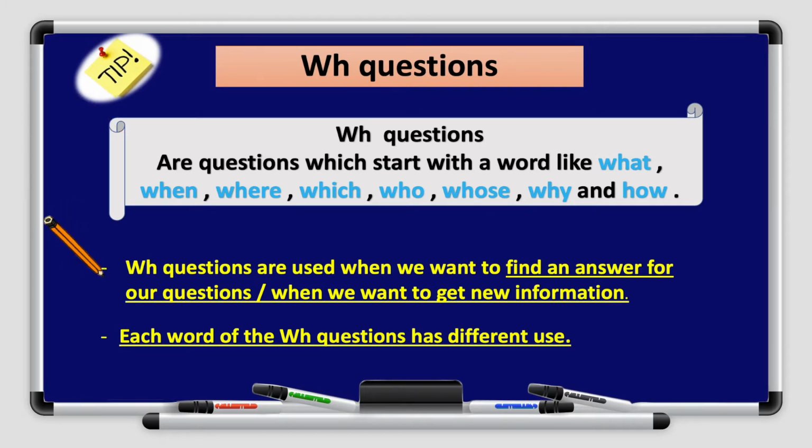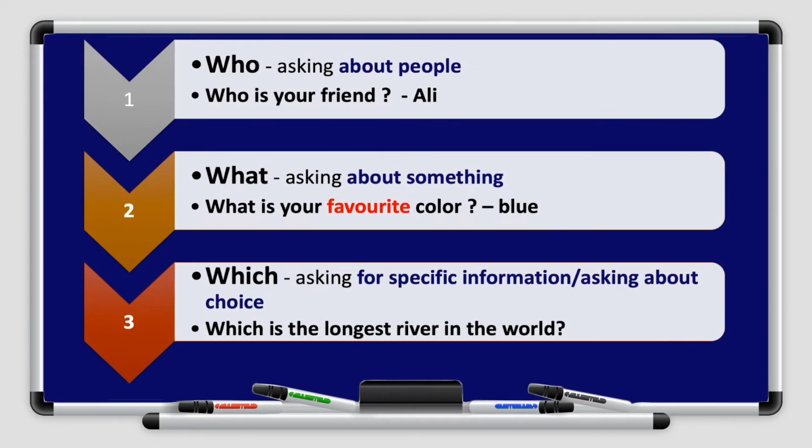They are used when we want to find an answer for our questions or when we want to get new information. Each one of these WH questions has different use. What do I mean by that? I mean that who is used when we want to ask about people. Who's your friend?